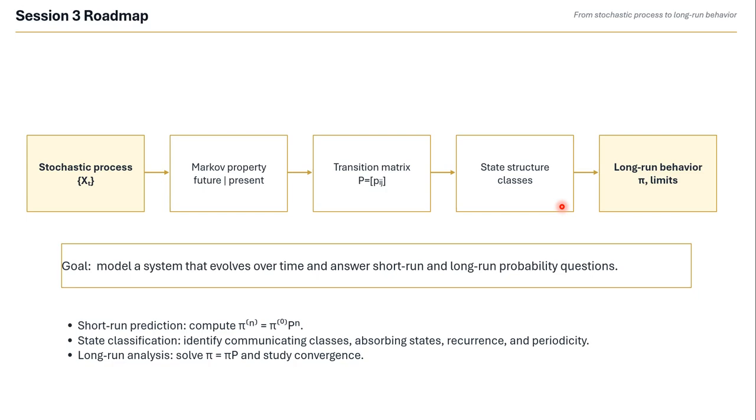are they periodic or aperiodic. Finally, we study long-run behavior. We solve the stationary equation pi equals pi P, and we discuss when the distribution of the chain converges to the stationary distribution. So the full path is stochastic process, Markov property, transition matrix, state classification, and long-run behavior.